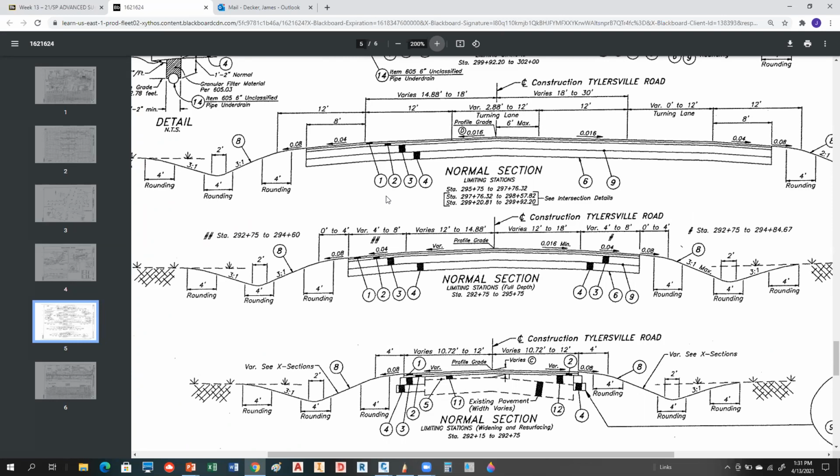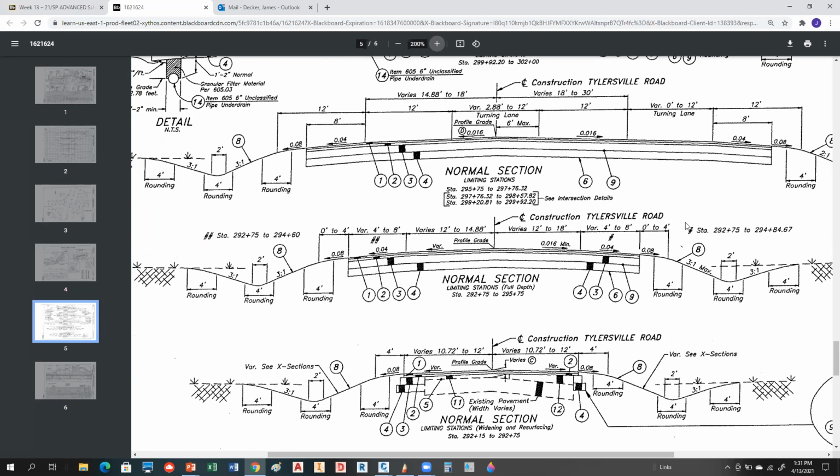If there was like an exit in between that first normal section and the second normal section, would that be a half section that they would show? Well, in between those, you may actually have a whole section. Are you talking about a ramp kind of thing? Yeah, like an exit ramp.